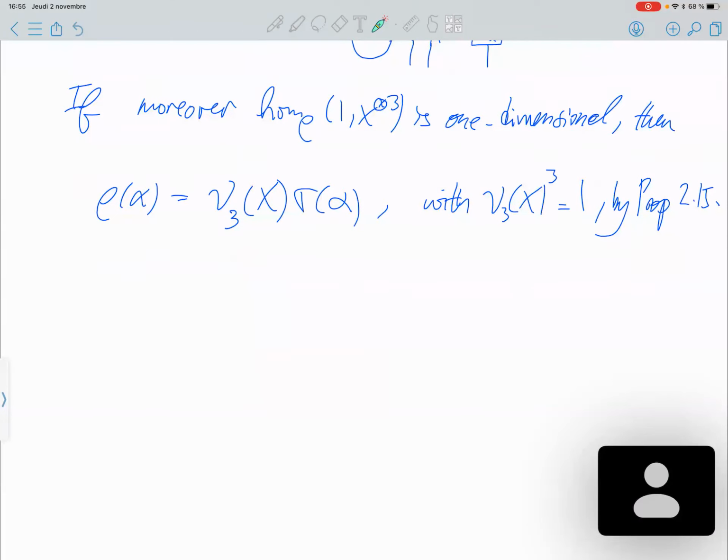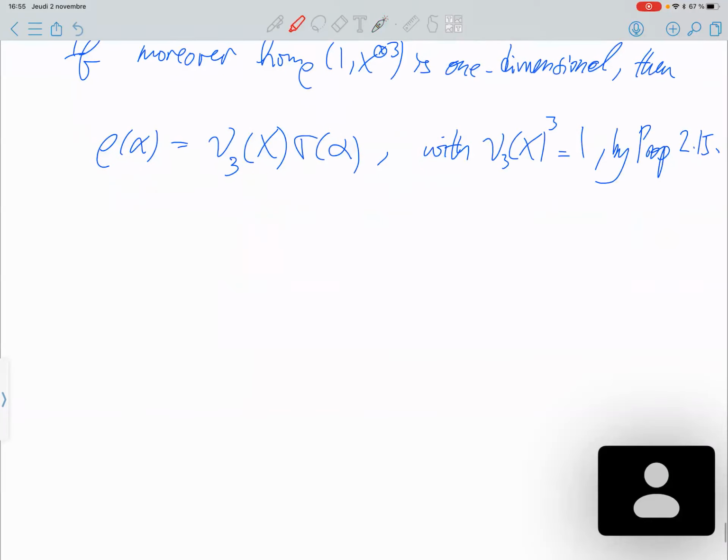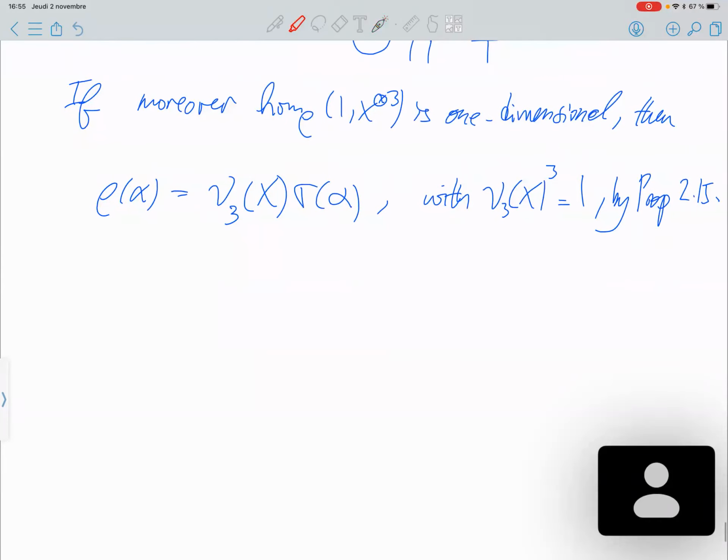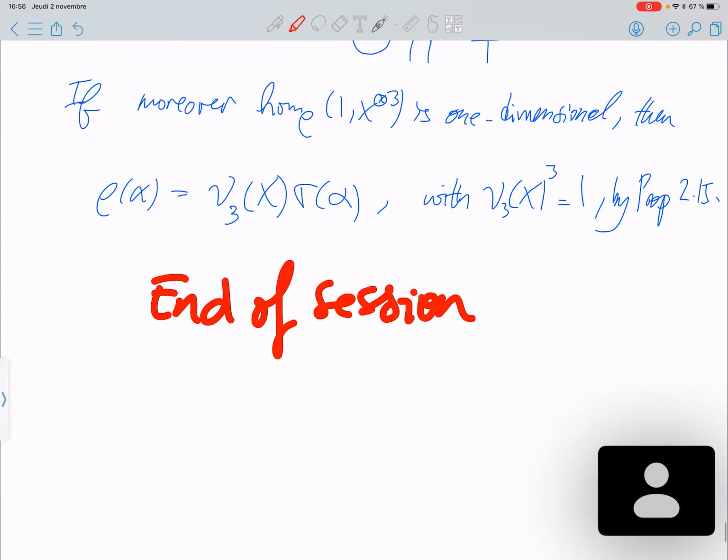Okay, so this remark has pictorial consequences. And that's all. In fact, tomorrow we will start with the definition of monoidal tetrahedron. End of session. So we can stop.